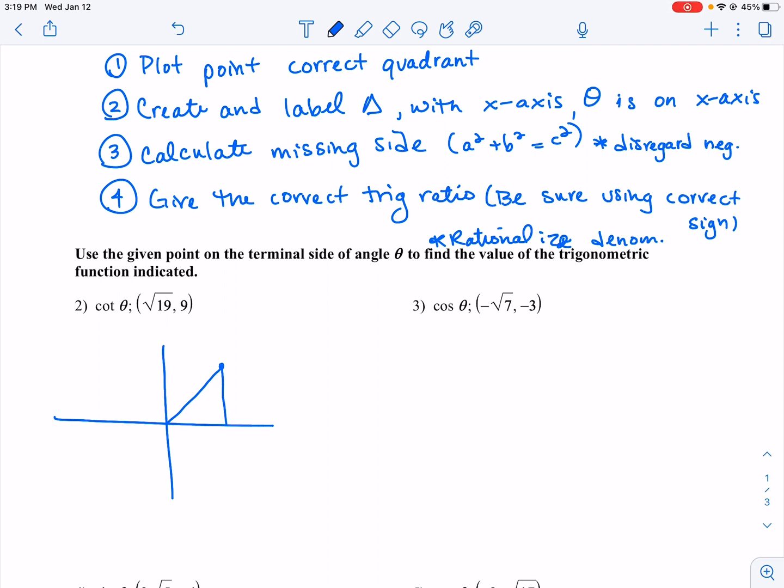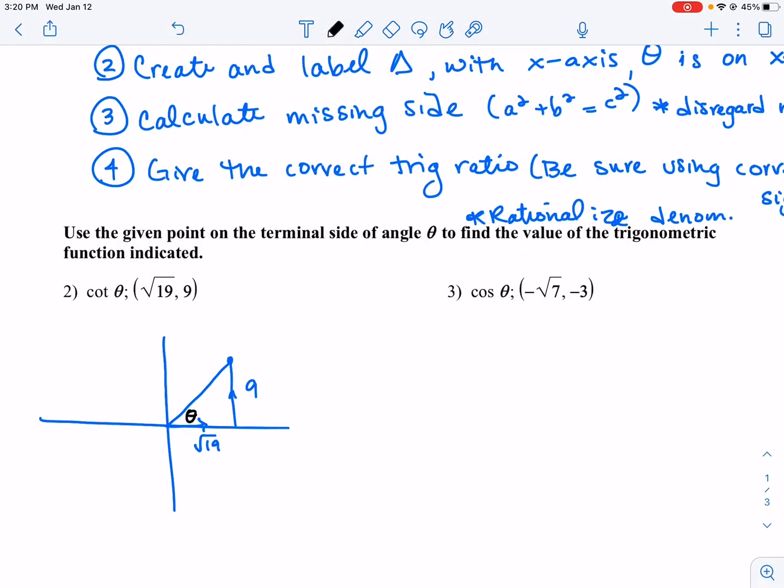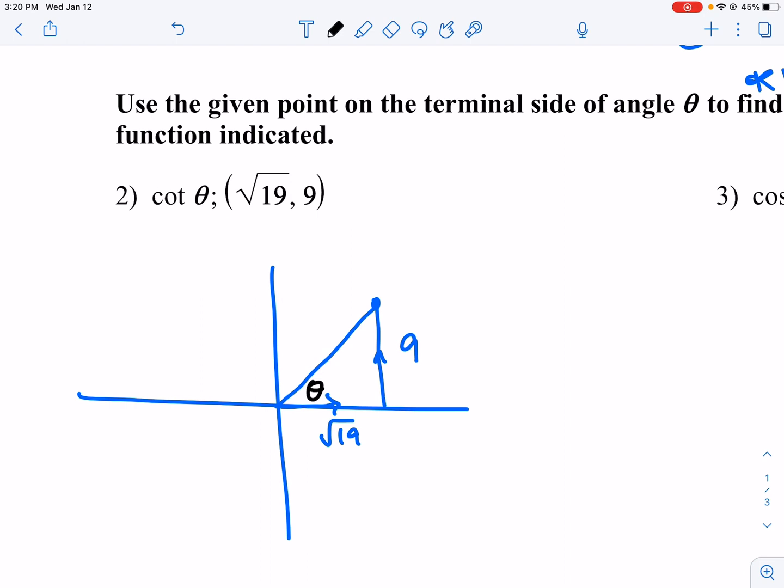To get to that coordinate, I would have had to go over radical 19, so that's going to go on the bottom, and I would have had to go up 9, so that's going to go on the side. And then to label my angle, theta is with the x-axis here. So I've done step 1, I've plotted my point. I've done step 2, I've labeled my triangle with my side lengths given and theta. And I now need to calculate the missing side.